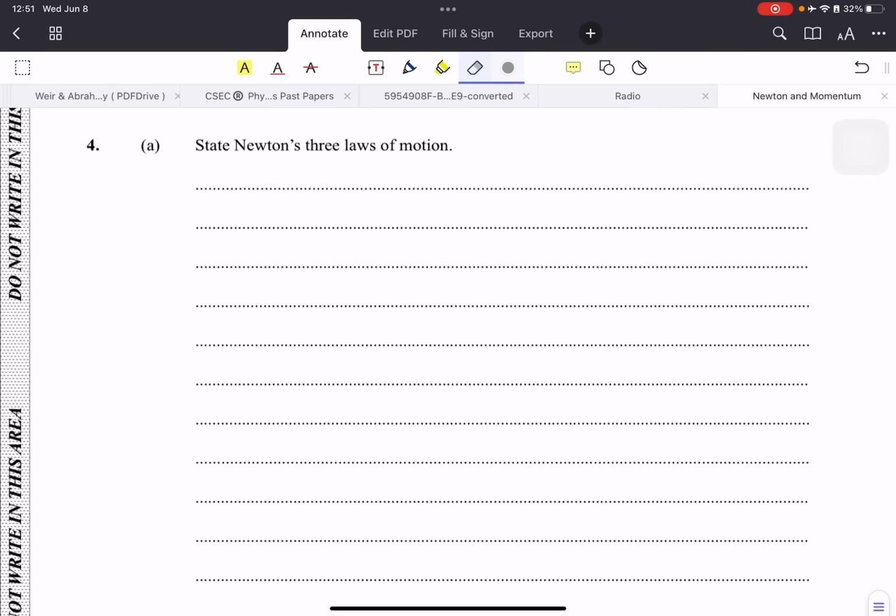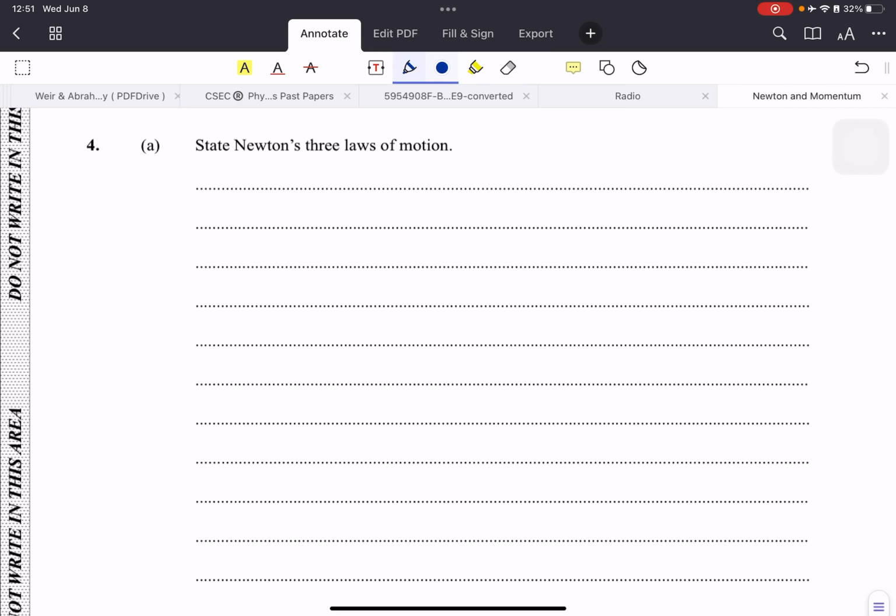In this video, we'll be looking at Newton's laws of motion, linear momentum, and also kinematics formulae. So very quickly, this question just asks us to state Newton's three laws of motion, and this is very simple. It's something you just need to remember.